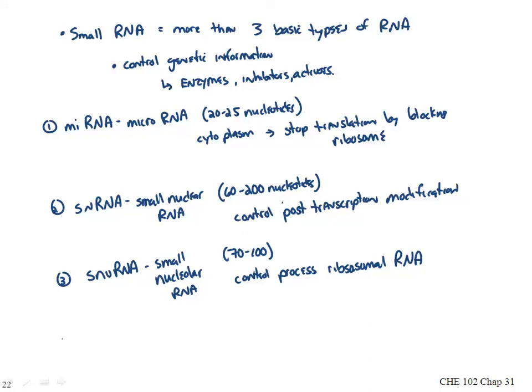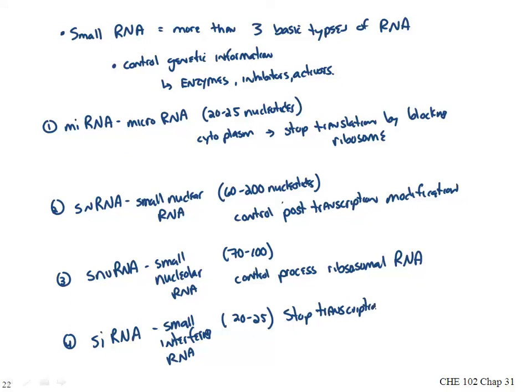And then the last one is called small, I guess I'll abbreviate it first, siRNA. I love the names they come up with. Small interfering RNA. And these are only about 20 to 25 again. And they stop transcription by triggering mRNA destruction.